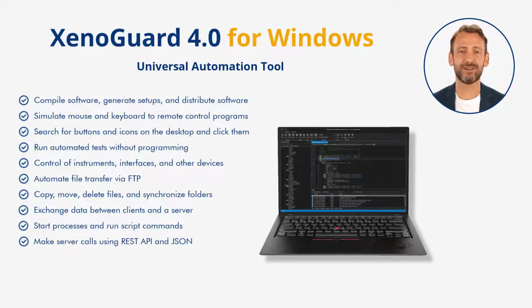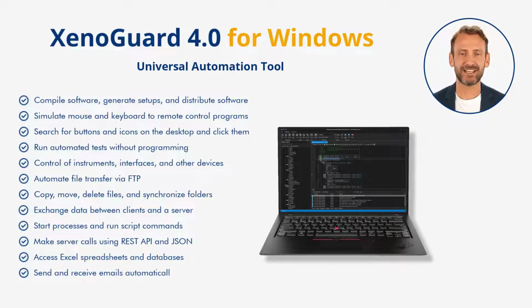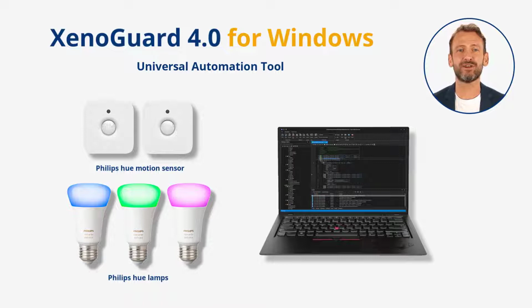Furthermore, you can make server calls using the REST API and JSON, and have access to Excel spreadsheets and databases to read or modify data. Not to forget, sending and receiving emails automatically and so much more. You can even use XenoGuard to control lamps and motion detectors from Philips Hue and integrate them into your automation.